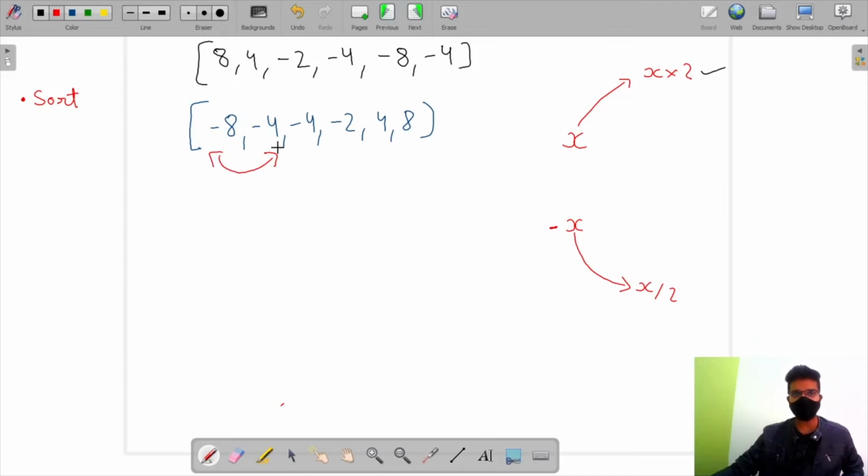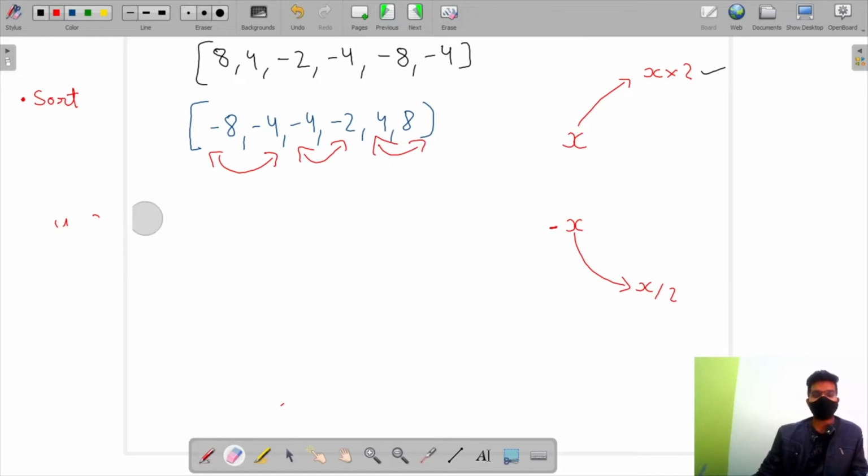Now we are at minus 4 this time, and we have already paired this minus 4. We are at this minus 4, and yes, we can pair it with minus 2. Minus 4 upon 2 is minus 2. So yeah, we pair it, and now it's a positive value. Here it's a positive value, so we simply multiply it by 2. That's going to give us 8. Yes, we can pair both of them. Perfect.